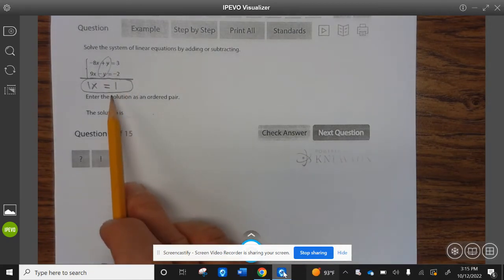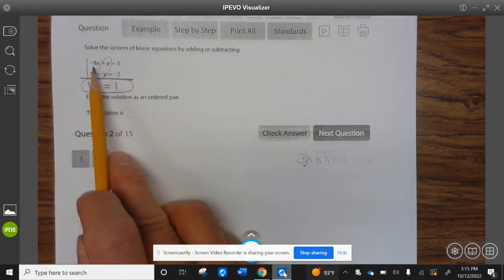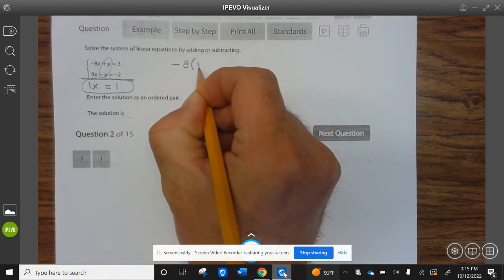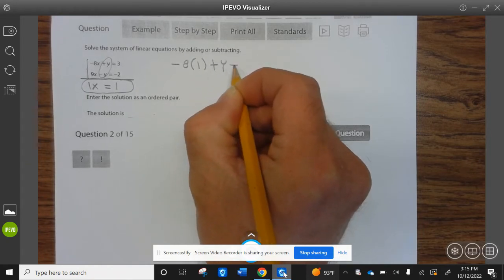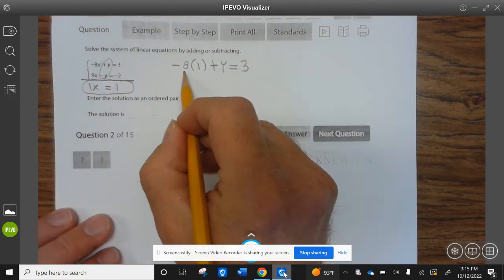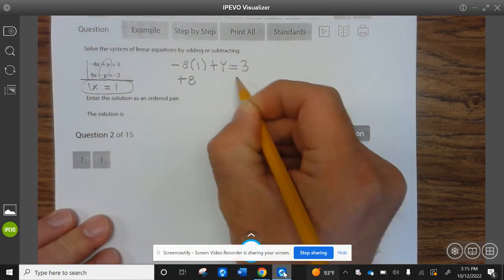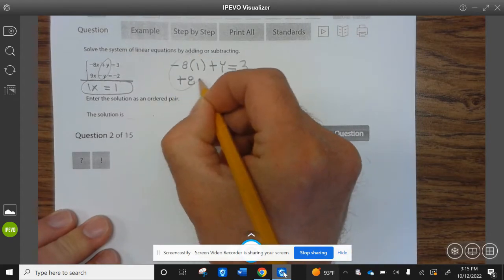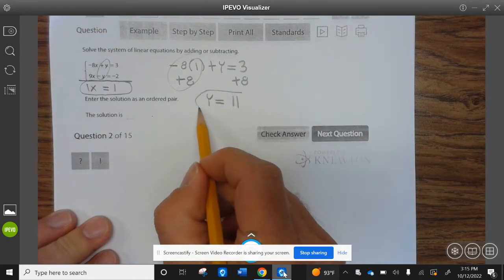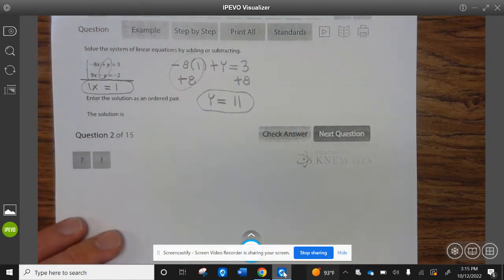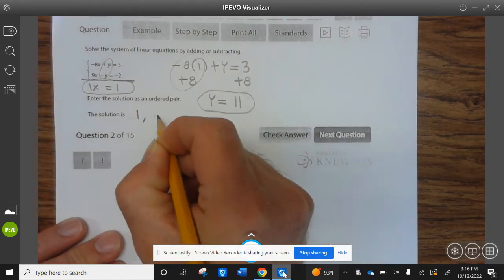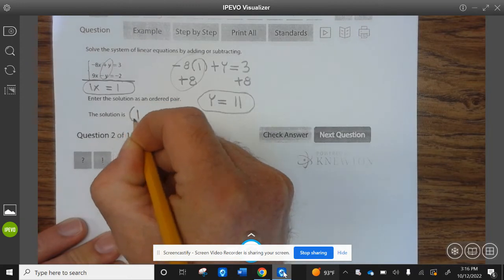Now we just need to plug in this equation to either equation. I'm going to plug into the first equation because y is by itself. So we have negative 8 times positive 1 plus y equals 3. So then that's negative 8. So all we have to do is add 8 to both sides. That becomes 0. You get y equals 11. So your solution is 1 comma 11.